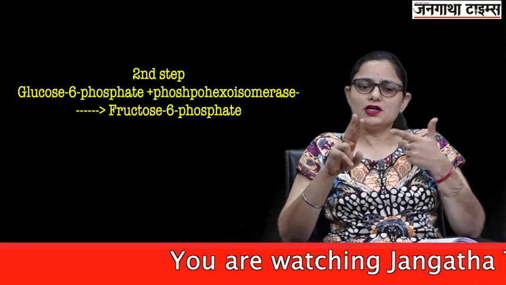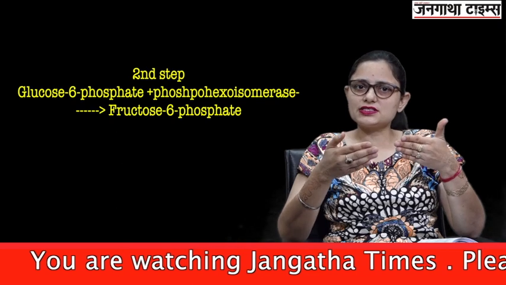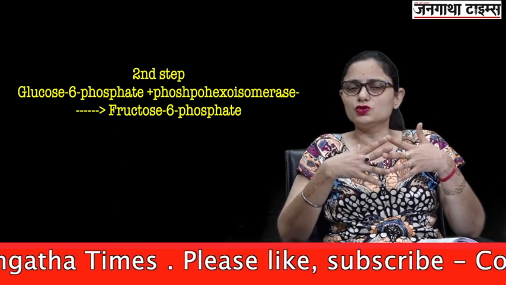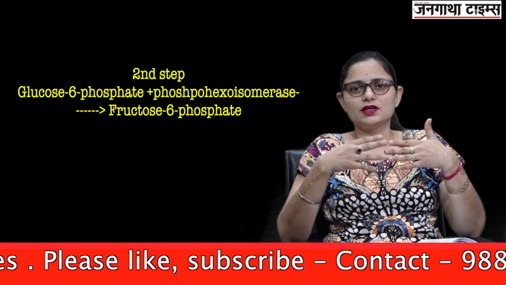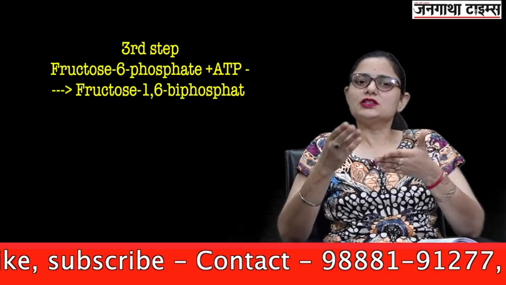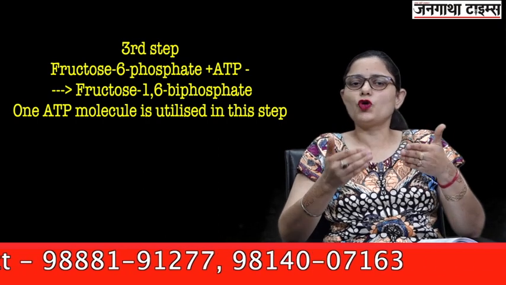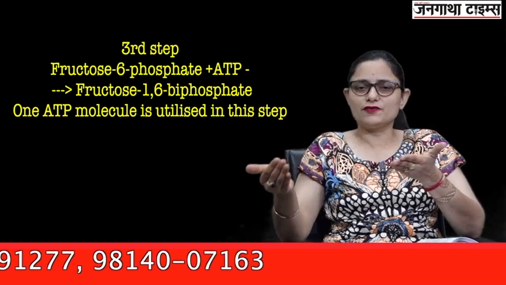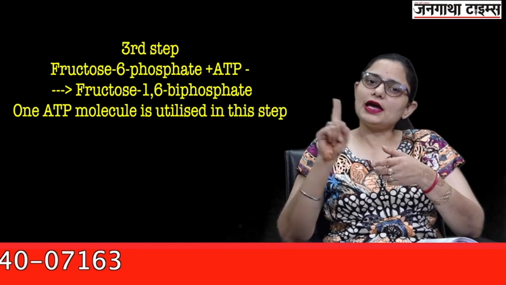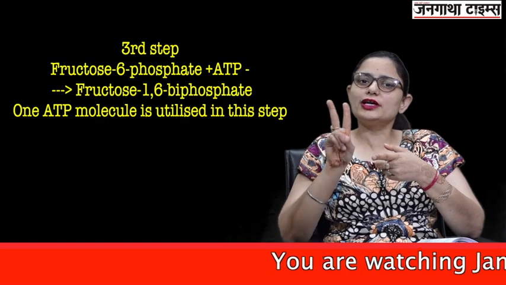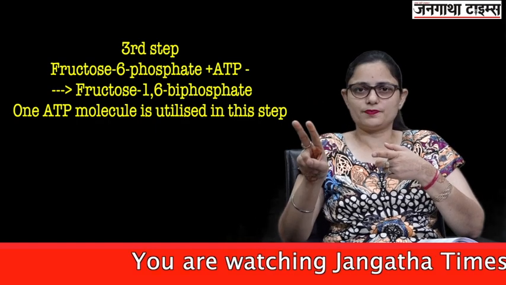Second step, the glucose 6-phosphate gets converted into fructose 6-phosphate, which is an isomer of the glucose 6-phosphate. In the third step, what happens? This fructose 6-phosphate again gets phosphorylated to form fructose 1,6-biphosphate. In this step, another molecule of ATP is being used. So till now, 2 ATP molecules have been used.